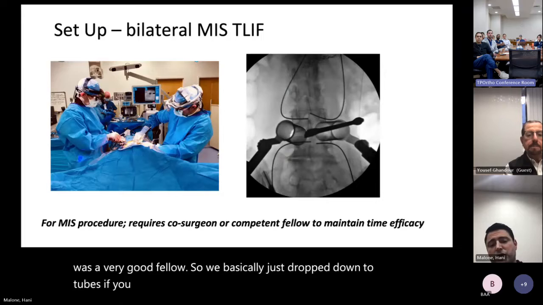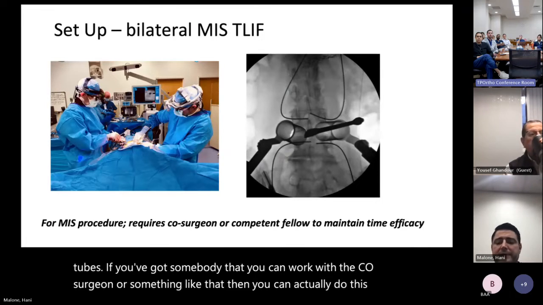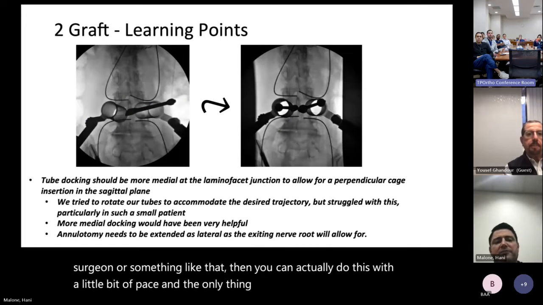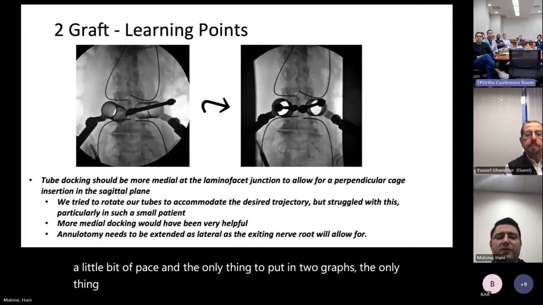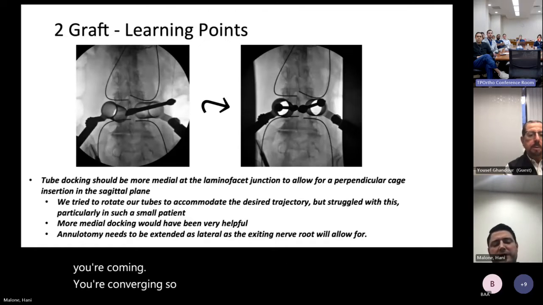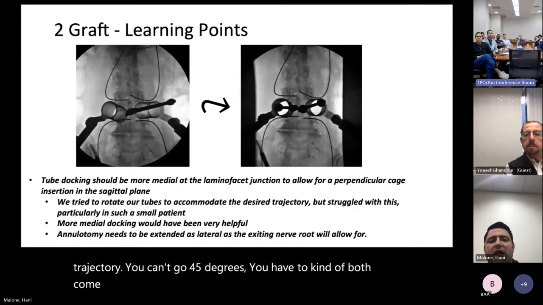If you've got somebody that you can work with, a co-surgeon or something like that, then you can actually do this with a little bit of pace. And the only thing to put in 2 grafts, the only thing I would say is the trajectory is very different because you're converging. So you have to take a pretty orthogonal trajectory. You can't go 45 degrees. You have to both come very straight on.